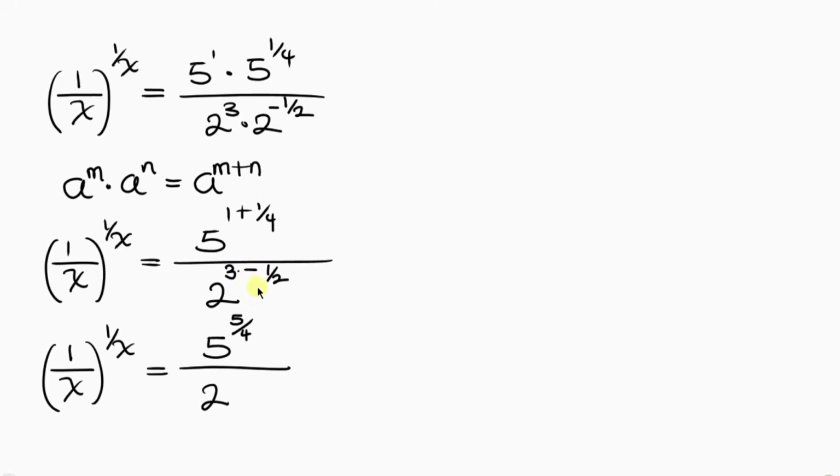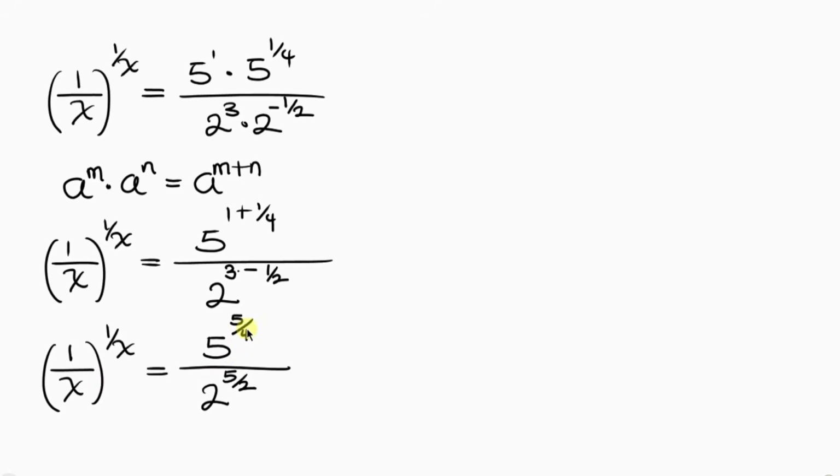Good. Now let's simplify. So 2 times 3 is 6, minus 1 is 5. So this will become 5 all over the denominator 2. Very good. Now this is where it gets tricky.